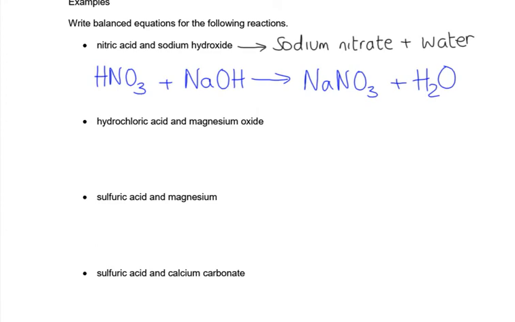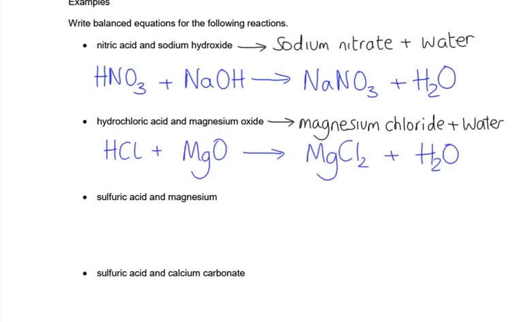So let's have a look at our second example. We've got hydrochloric acid plus magnesium oxide. Now oxides are bases. So this is acid plus base makes salt plus water. The salt of hydrochloric acid is chlorides, and we'll replace the hydrogen with the metal, so it's going to be magnesium chloride plus water. So again, pause the video and have a go at balancing the equation.